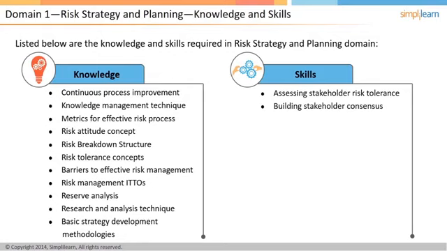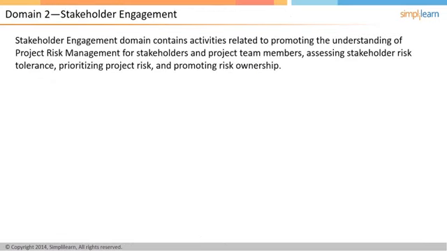In the next screen, let's look into the next domain called Stakeholder Engagement. This domain defines activities related to promoting the understanding of project risk management for stakeholders and project team members, assessing stakeholder risk tolerance, prioritizing project risk, and promoting risk ownership. To achieve this, the project manager should perform 9 tasks. The tasks in this domain are the following.